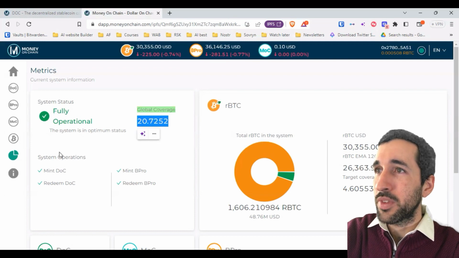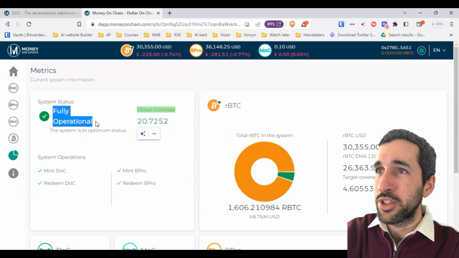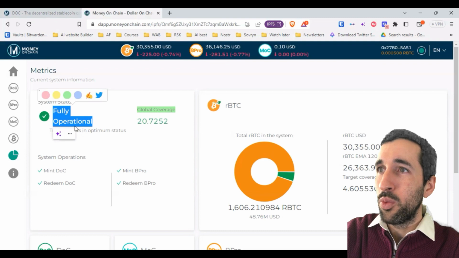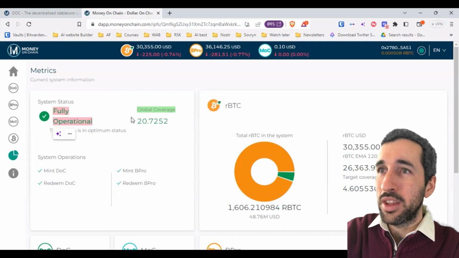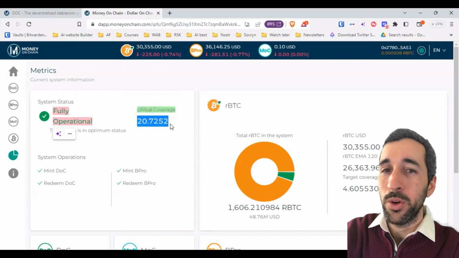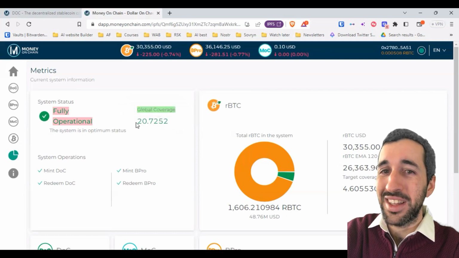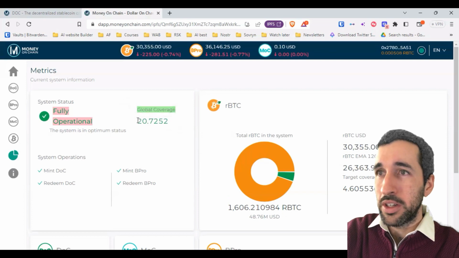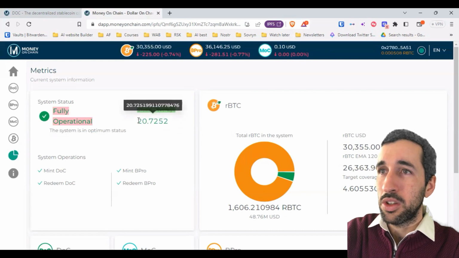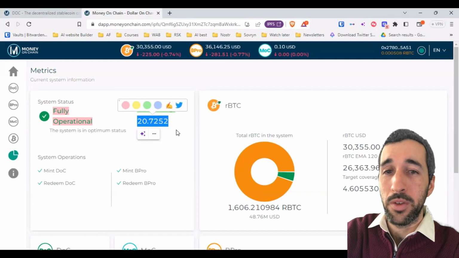All right, and here it says system fully operational. This would only change when the global coverage drops below $4. So as long as this keeps above $4, above a 4-to-1 ratio, the system is going to continue to work perfectly and uninterruptedly. So far, since the inception of the Money on Chain protocol, it has never dropped below 4. And there's reasons for this that we will look into further in the next videos. But you can see that right now we are very, very far away from this happening.